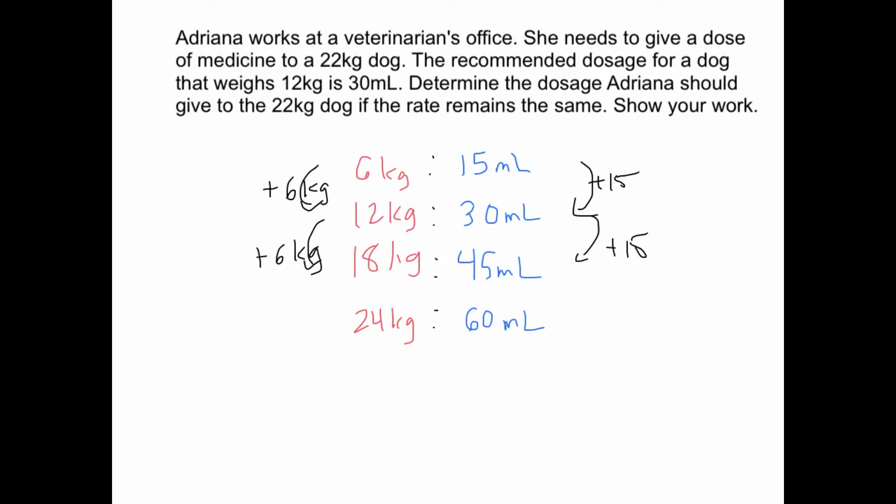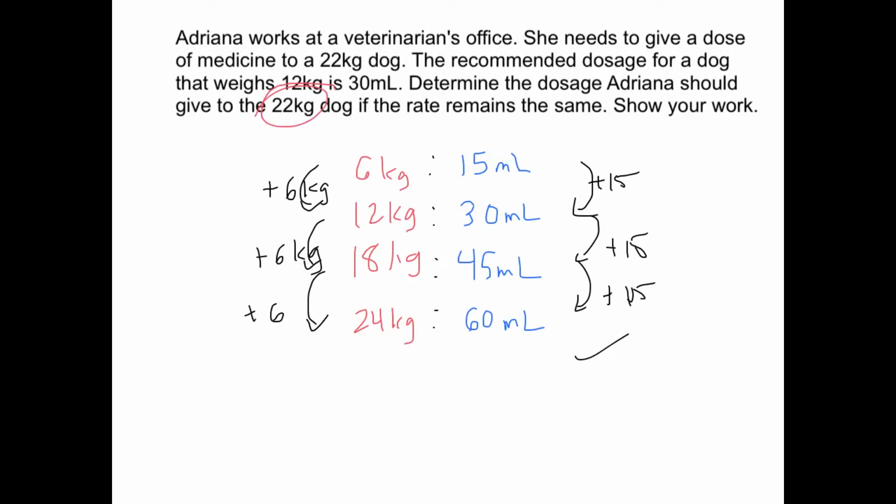Let's check to see if this pattern actually did work. 18 plus what gives me 24? That's right, 18 plus 6 is 24. Is 45 plus 15 60? Yes, it is. We've just found 4 equivalent ratios. But remember, the question asked us to find the dosage if the dog was 22 kilograms.